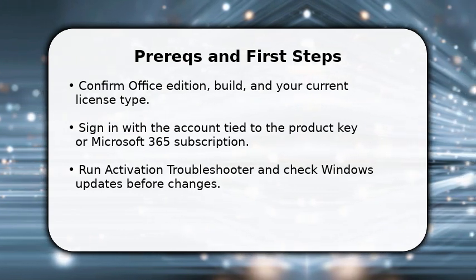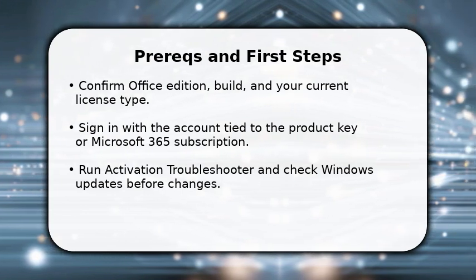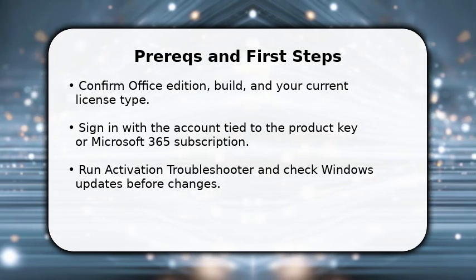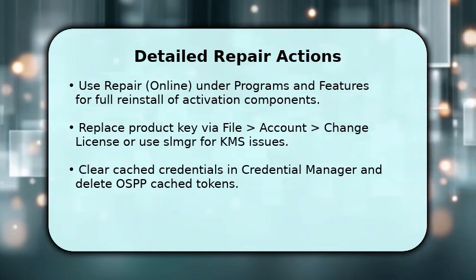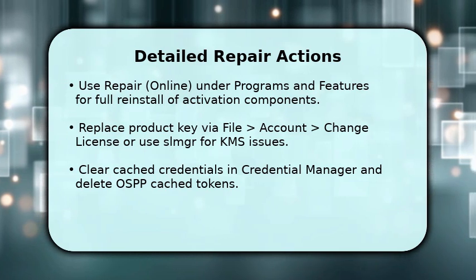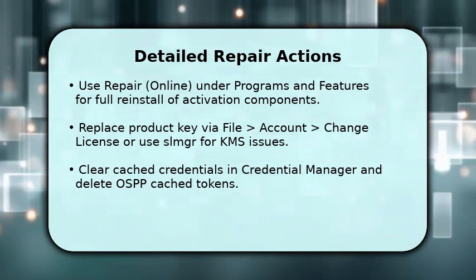Now you perform the deeper fixes. Run online repair from Programs and Features to reinstall activation components. This restores corrupt DLLs and services. If that fails, change the product key in File, Account, Change License, or use OSPP.VBS for volume/KMS activations. That forces revalidation.